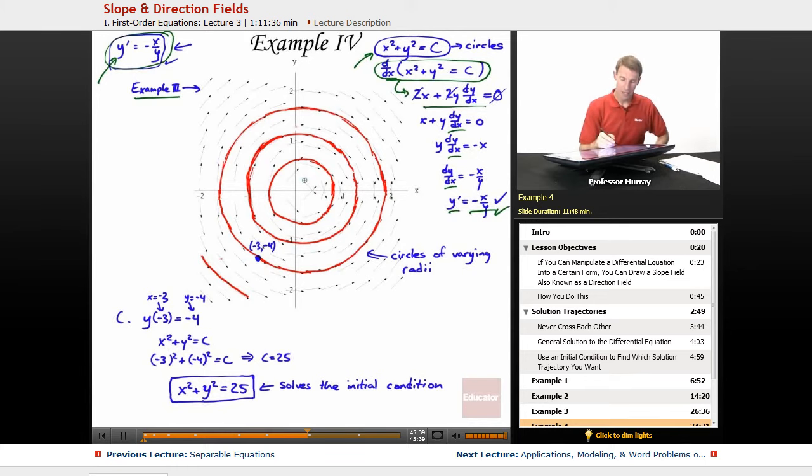And then finally, for part C, we were given an initial condition, and we used that to plug in an x and y and get a specific value of c and narrow it down to a specific solution. So that geometrically corresponds to starting at a particular point, which narrows me down to a single solution trajectory instead of a whole family of solution trajectories.